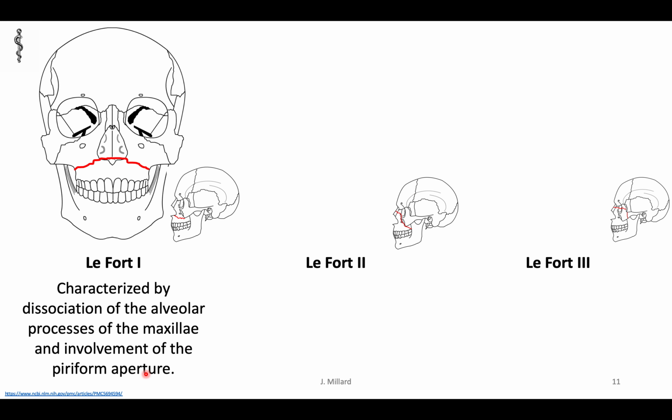Okay, so there are 3 types of fractures. We've got Lefort 1, 2, and 3. Lefort 1 is characterized by the dislocation of the alveolar process of the maxilla and involvement of the piriform aperture. So as you can see, it has a fracture right above that maxilla.